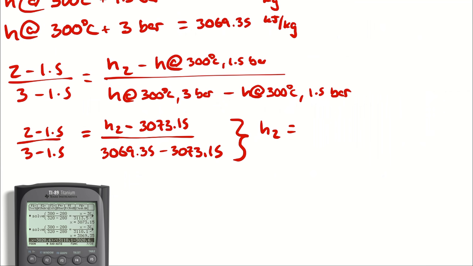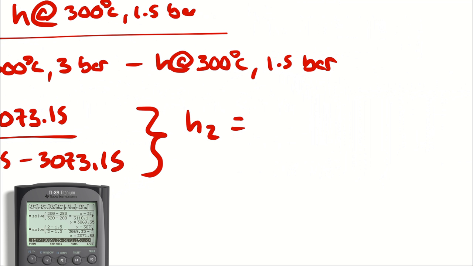Third interpolation here. That's going to be 2 minus, correct minus sign, 1.5 divided by 3 minus 1.5. And that is equal to x minus 3073.15 divided by 3069.35 minus 3073.15. We're solving for x. 3071.88, 3071.88 kilojoules per kilogram.